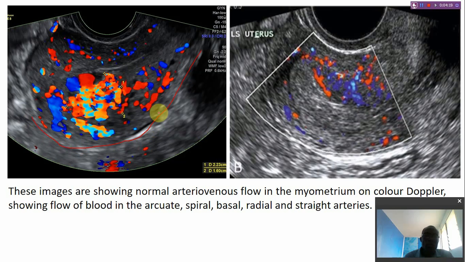So this is the myometrium here. You can see this is the arcuate artery with the spiral artery and the arteries running through the myometrium. So this is a normal phenomenon. This is the endometrium, and you can see the anterior myometrium. This is a transvaginal ultrasound. This is also a transvaginal image. You can see this here also showing blood flow in the myometrium. This is showing normal arteriovenous flow in the myometrium, color Doppler showing flow of blood in the arcuate, spiral, basal, radial, and straight arteries.